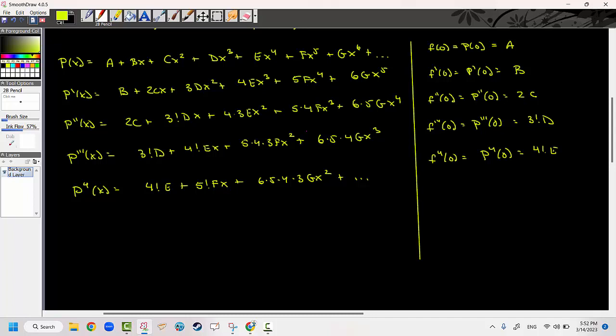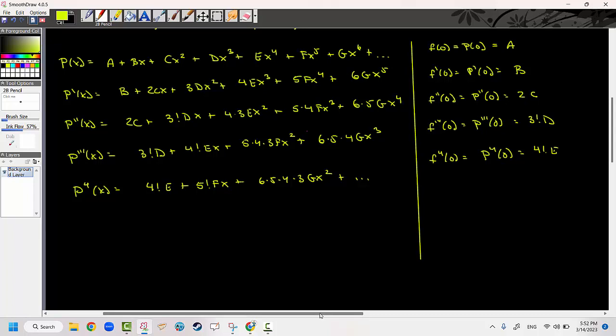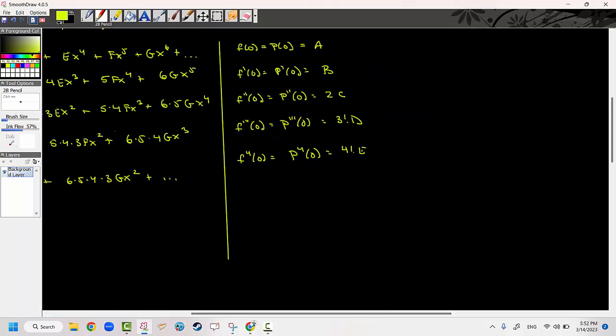So here's what I'm going to do now. I'm going to solve for each of these letters in a very generic sense. I'm going to say then that f of 0 equals a. I'm going to just remove the middleman here.